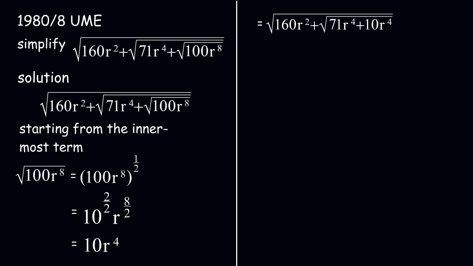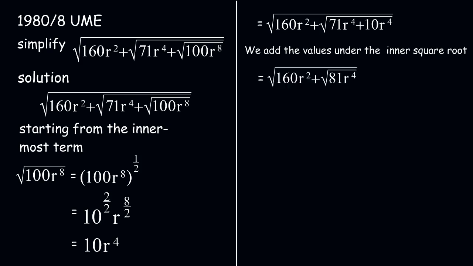plus the square root of 71r raised to the power of 4 plus 10r raised to the power of 4. Now we add our r raised to the power of 4 terms. That's 71r raised to the power of 4 plus 10r raised to the power of 4. That gives us 81r raised to the power of 4. Our equation becomes the square root of 160r squared plus the square root of 81r raised to the power of 4. Now if we break down 81r raised to the power of 4, it will give us 9r squared. This further breaks our equation to the square root of 160r squared plus 9r squared. 160r squared plus 9r squared is equal to 169r squared. Our equation becomes the square root of 169r squared, which is equal to 13r.